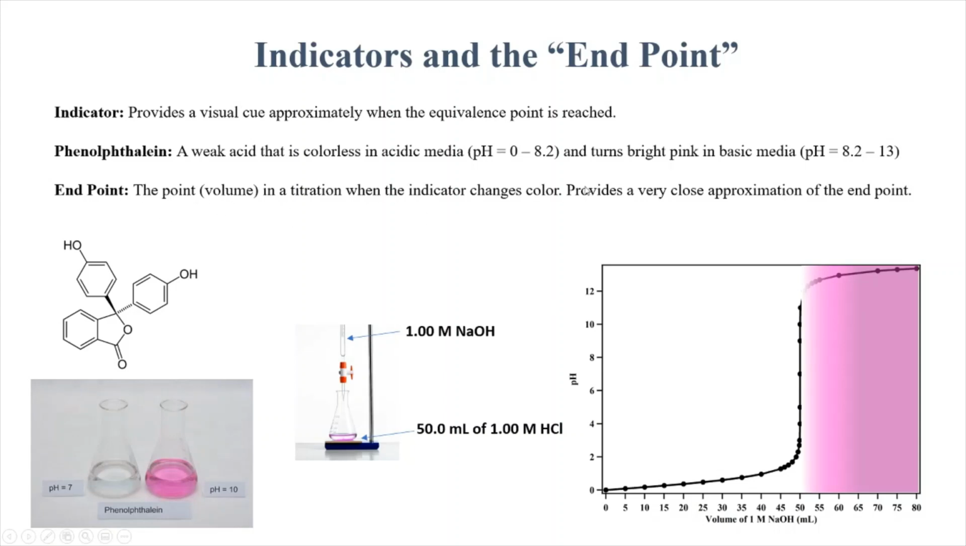So the problem with an indicator is that, generally speaking, they're very close, but oftentimes they only approximate the equivalence point. So meaning you have to tend to go a little bit past the equivalence point in order for you to get a color change. So we call this the endpoint. The endpoint is the point in volume in a titration when the indicator actually changes color. So it's an approximation of the equivalence point. This should say the indicator provides a very close approximation of the equivalence point, not the endpoint. But it's not exactly when the endpoint happens, and that's because of this slight delay due to the fact that the indicator doesn't change until a pH of 8.2.